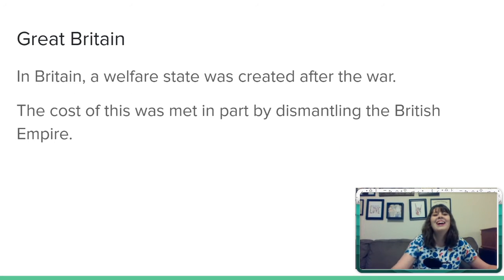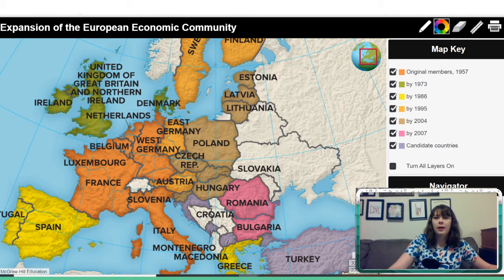In Britain, they're going to create a welfare state after the war. How they're able to afford that is that Britain is going to go through a whole economic revolution. They're going to start to dismantle the British Empire and let a lot of their colonies become independent, and that's really going to impact their economy. They're going to start to implement things like healthcare and Social Security.